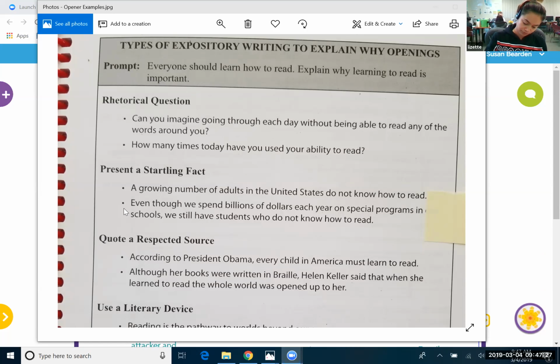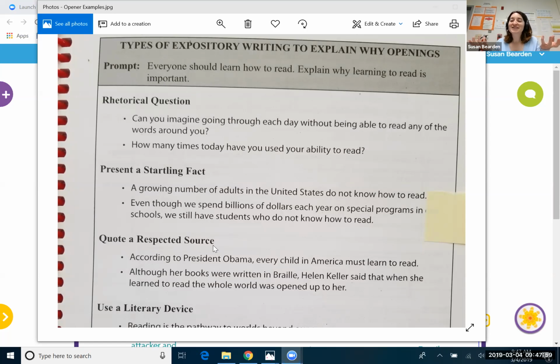Let's look at our second example for a startling fact. Even though we spend billions of dollars each year on special programs in our schools, we have students who do not know how to read. So this is another one where we've got a good piece of information to get the reader thinking. I'm not giving a specific number. I'm just giving them general information. So this is a startling fact. It's going to get their attention and help them focus on what we want them to think about. Excellent. All right, our third strategy is to quote a respected source.